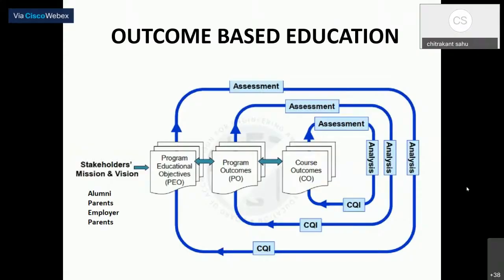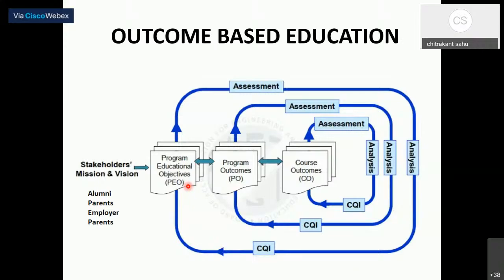So if you summarize the OBE system, you can see there are three, four things. One is the stakeholders. With the involvement of the stakeholders, institutes make the vision and mission. Vision and mission can be correlated with the program educational objectives. As I told, program educational objectives are nothing but a long-term goal. So after starting a program, after 20-25 years, what will be the outcomes of that program in an institution?